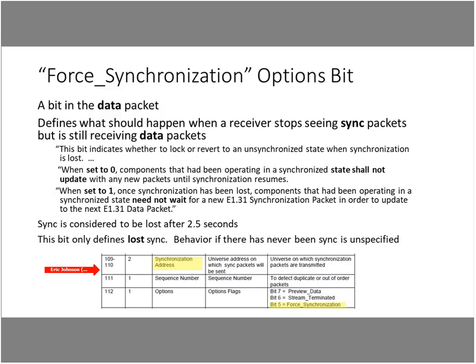A 0 means that you wait for sync. If you're not getting sync, you don't present the data. A 1 means that if synchronization times out, which is defined as 2.5 seconds without a sync packet, you just go back to freewheeling, that you play out the data whenever you choose to.